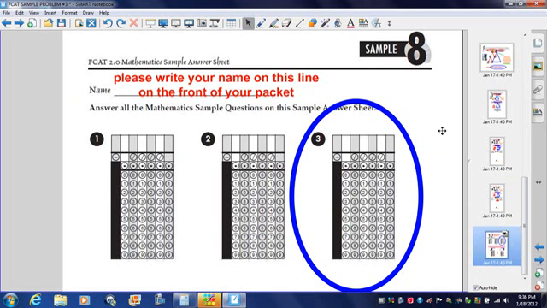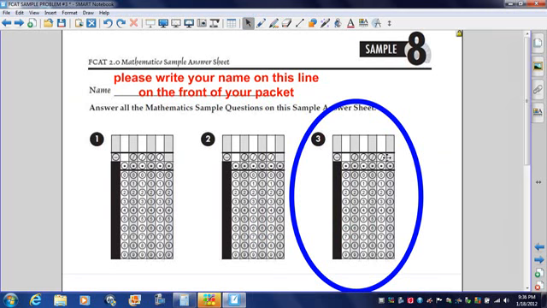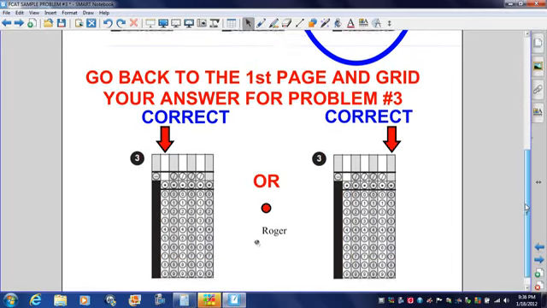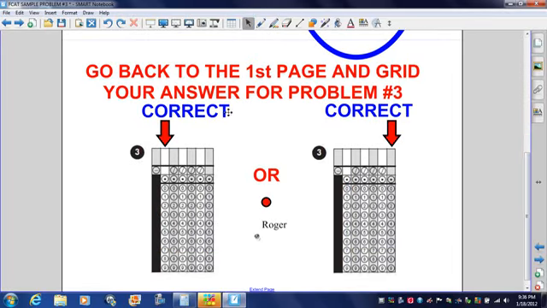If you guys would, I'm going to ask that you turn back to the front of your packet that you wrote your name on. And that was problem number 3. So I would like you to grid in your answer for problem number 3 on the front of your packet. You have two choices. We said the answer was 2.5. One way is you can put a 2, a decimal, and a 5. Don't forget to bubble in the 2, the decimal, and the 5.